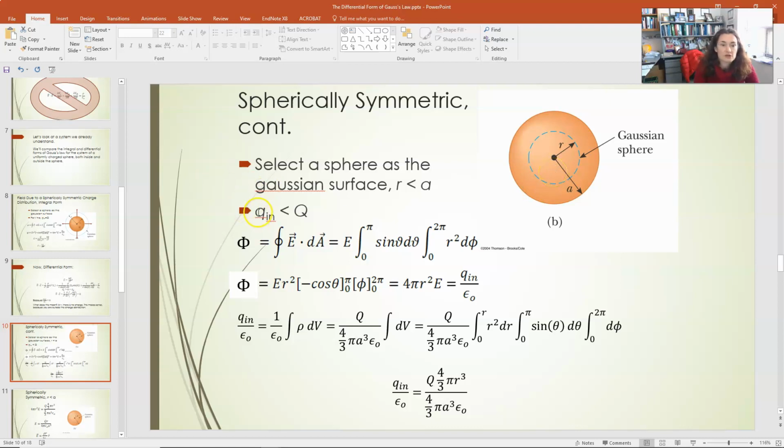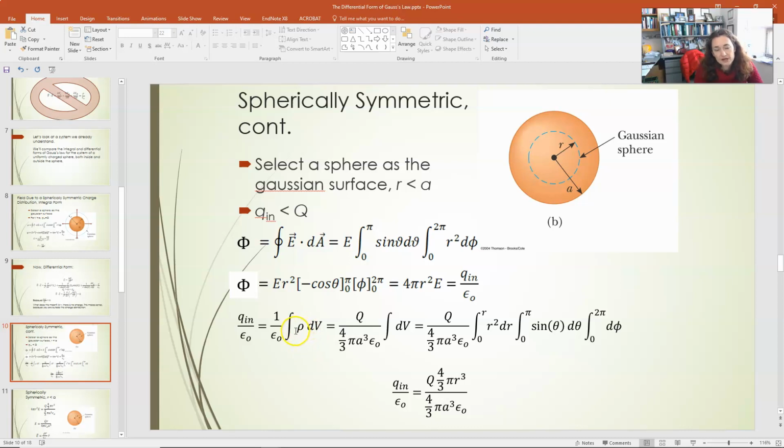So in other words, my enclosed charge, Q sub in, is less than big Q, which is my total charge. Now, in order to figure out what my enclosed charge is, I'm going to have to integrate over rho dV, okay? So the left-hand side of my Gauss's law looks the same thing. The integral over the closed surface of E dot dA, just like before, is going to give us 4 pi r squared times the electric field E. And that's going to equal the enclosed charge over epsilon naught. To find the enclosed charge over epsilon naught, I do the integral of rho dV.